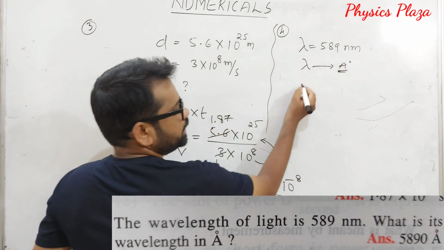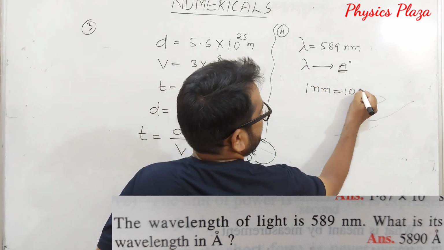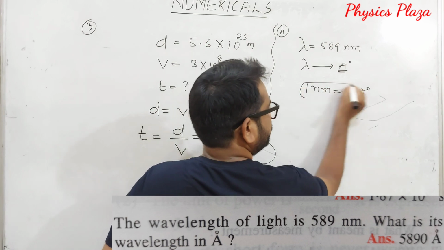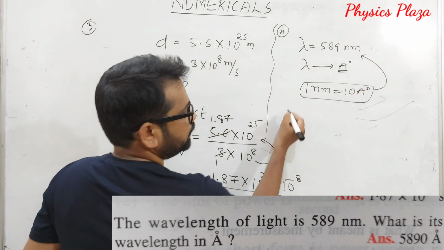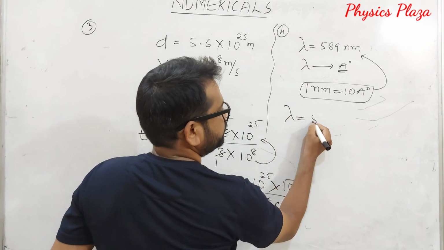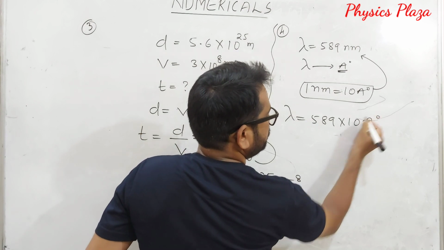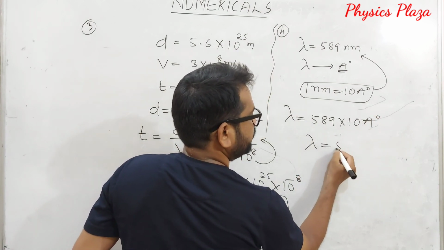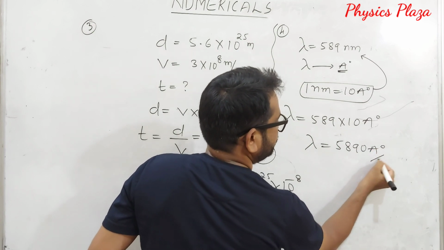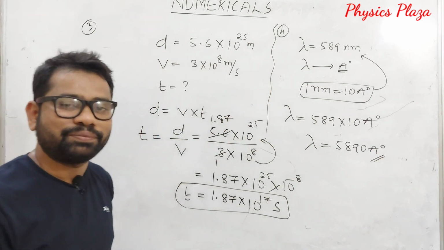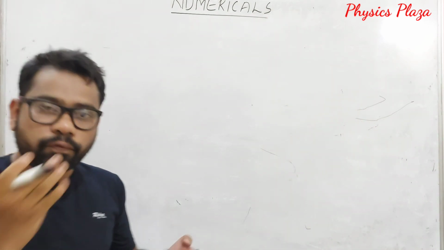Children, already we know the relation, that is 1 nanometer is equal to 10 angstroms. That's it. So this value you have to substitute in this place. Then lambda is equal to 589 into 10 angstrom. So this can be 5890 angstroms. That's it. Okay, copy it. Now moving to next numerical 5.